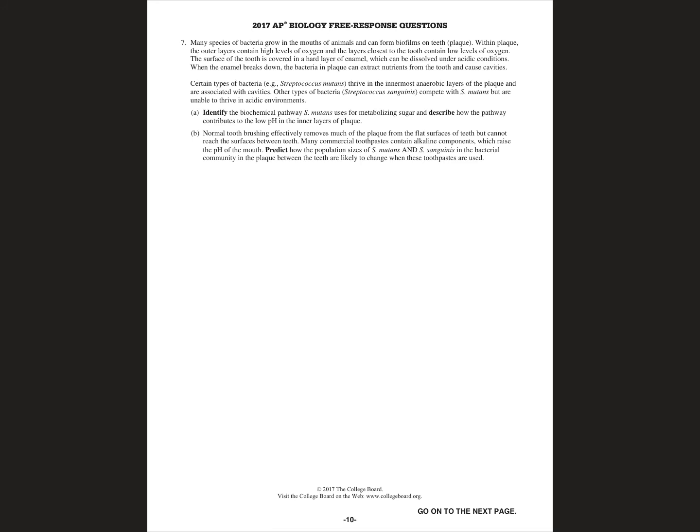So many species of bacteria grow in the mouths of animals and can form biofilms on teeth or plaques. Well, we all know that. We go to the dentist. Within plaque, outer layers contain high levels of oxygen, and the layers closer to the tooth contain low levels of oxygen. The surface of the tooth is covered by a hard layer of enamel, which can be dissolved under acidic conditions. When enamel breaks down, the bacteria in plaque can extract nutrients from the tooth and cause cavities.